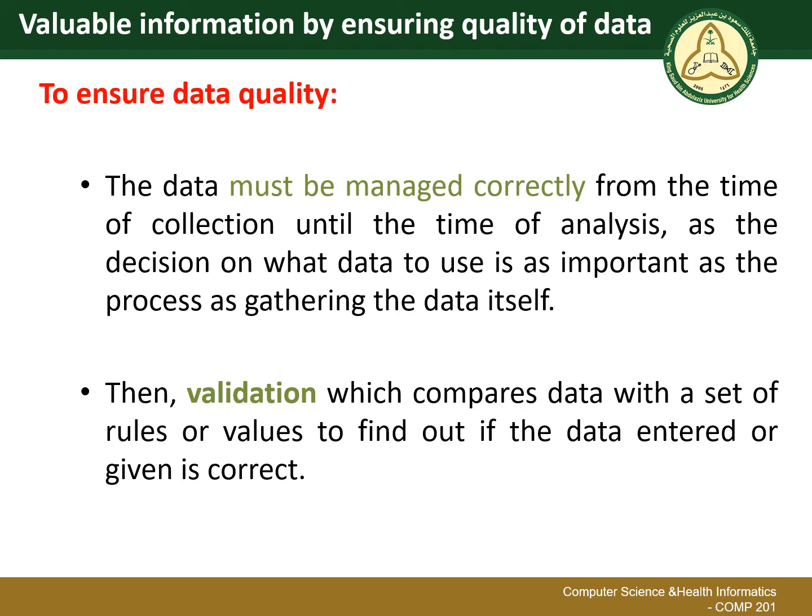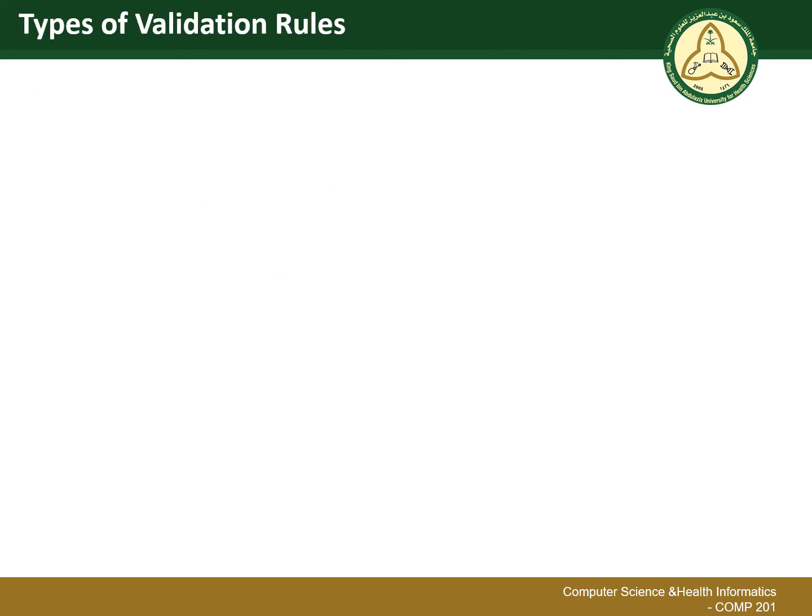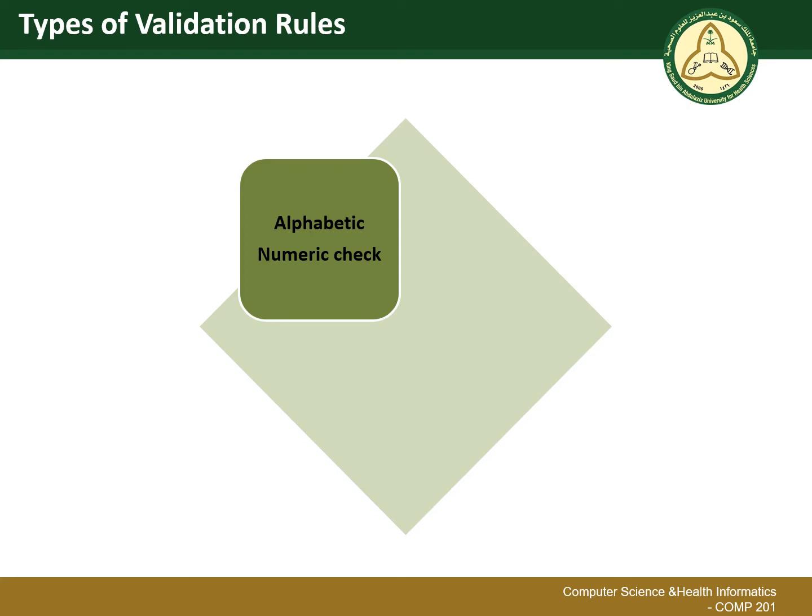And to ensure the quality of the data, we can apply validation. The validation compares data with a set of rules or values to find out if the entered data is correct or not. Here we have types of validation rules. We have alphabetic numeric check, which will check if the entered data is text or numeric according to the data type of the field.